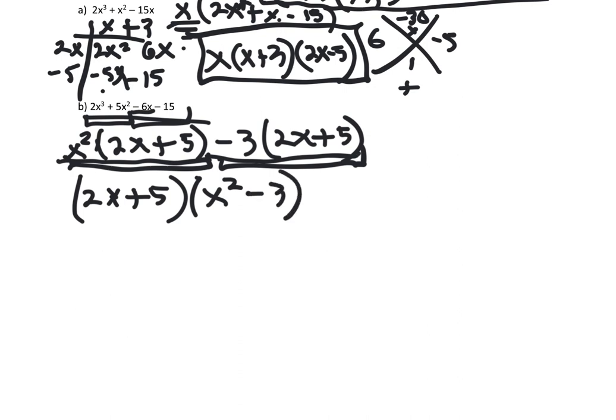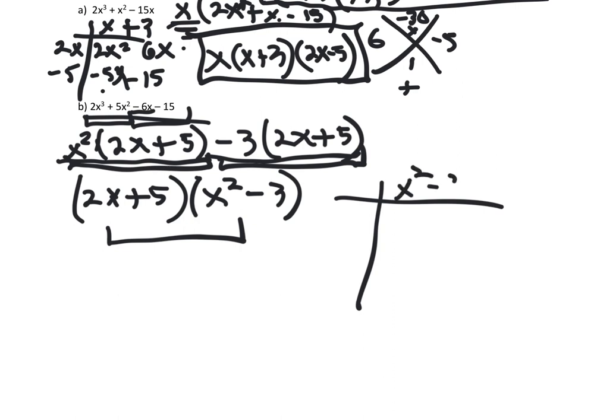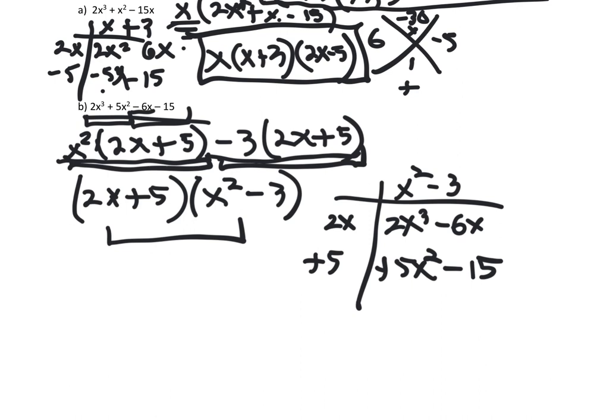And so now we have the complete factorization of our original polynomial, and we can see that if we multiply this back out, x squared minus 3 and 2x plus 5, we end up with 2x cubed minus 6x plus 5x squared minus 15. So we have our 2x cubed plus 5x squared minus 6x minus 15, our original polynomial. So this is the factorization.